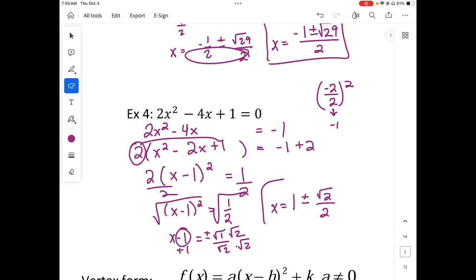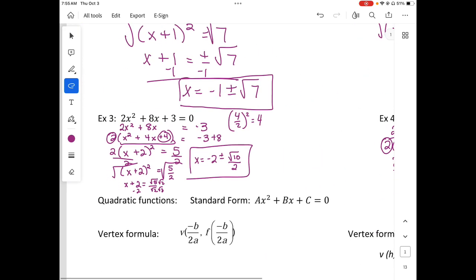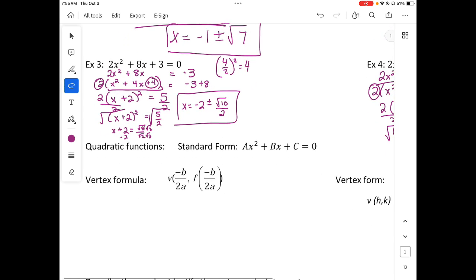And we leave it just like that. We don't have a common denominator, so we don't add them together or anything like that. Okay, let's look at now our section.